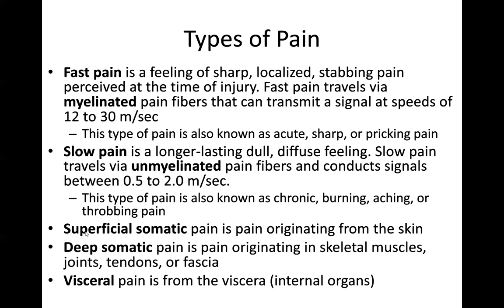The last three categories here describe pain based on its location, where it's coming from. Superficial somatic pain is pain originating from the skin. Superficial means towards the outside of the body. What's the most outer part of our body? Our skin. So when you scrape your knee, you're feeling superficial somatic pain. Whereas deep somatic pain is pain originating from skeletal muscles, joints, tendons, or fascia. Deep is the opposite of superficial, meaning more inside. If you have sore muscles, you're experiencing deep somatic pain. If you have a sunburn, you're feeling superficial somatic pain.